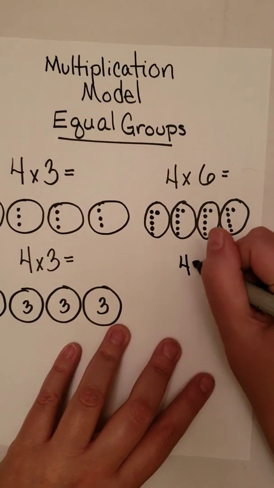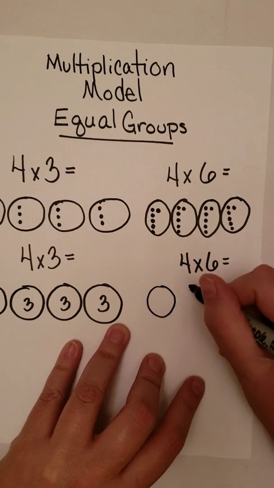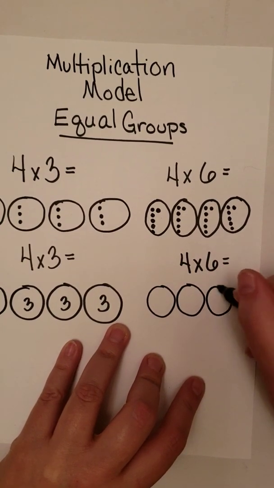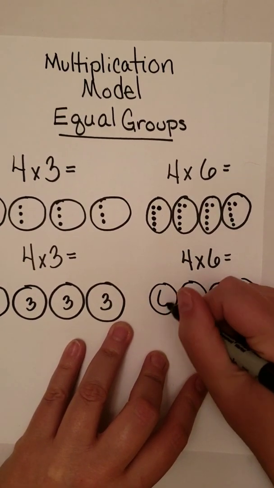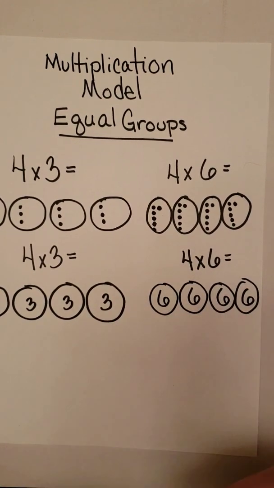You could, if you feel comfortable, just write the number 6 in each one, just like we did when it was 3. 6, 6, 6, 6, 4 times.